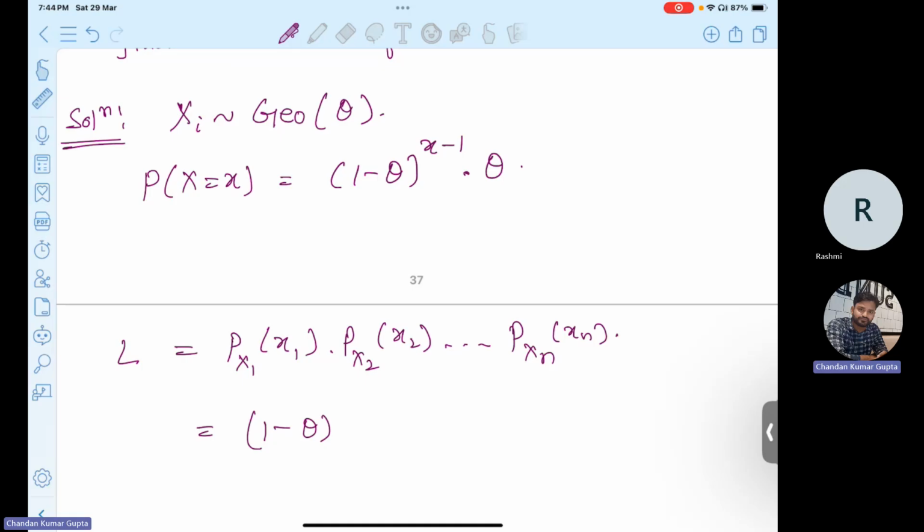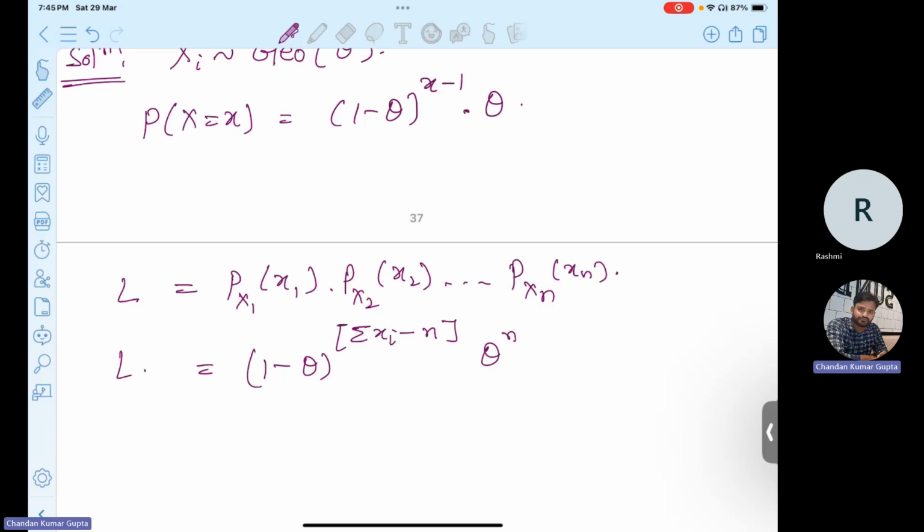So 1 minus theta to the power x minus 1 is repeated n number of times. This gives 1 minus theta to the power summation of xi minus n, and theta is repeated n number of times, so it is theta to the power n. So the likelihood function is like this. Let me write it as equation 1.